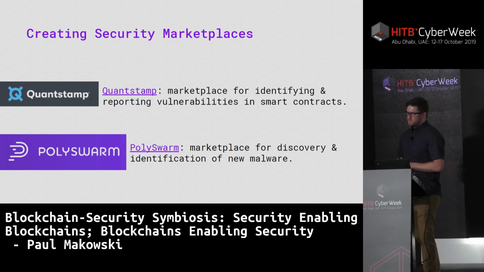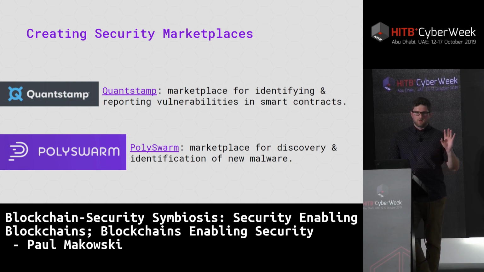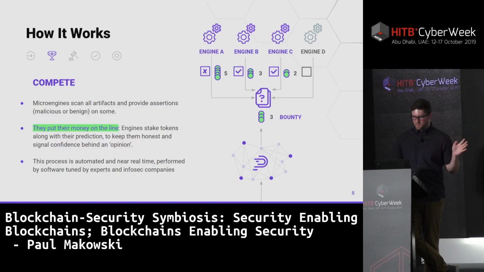Another way you can go with this is creating security marketplaces. There's another project called QuantStamp, which is incentivizing security researchers to identify and report vulnerabilities in Ethereum smart contracts, and it rewards them for doing so. And then what we're building at PolySwarm is a marketplace for discovery and identification of new malware. So I'll talk about that real quickly.